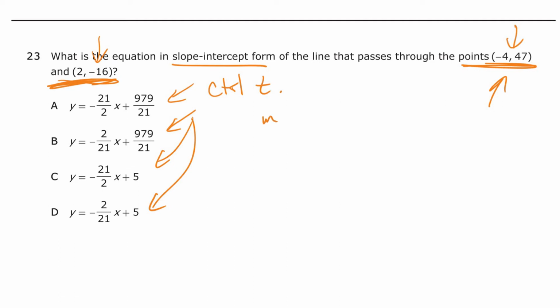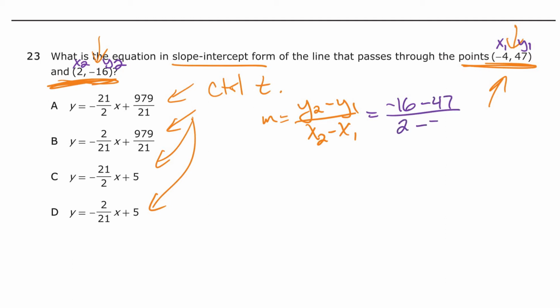First, let's find our slope. M is equal to y2 minus y1 over x2 minus x1. So on this first point, we have x1, y1. It's our first point, so they're both 1s. And here's x2, y2. So we're going to plug it in. Negative 16 minus 47 over 2 minus negative 4.